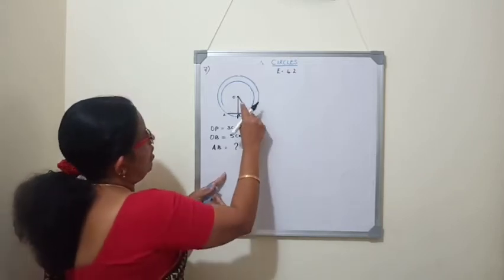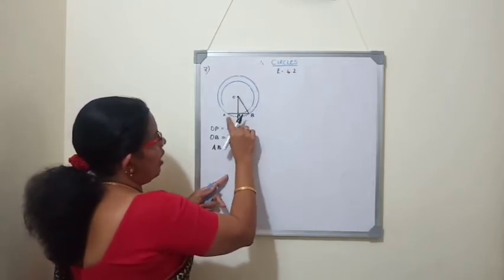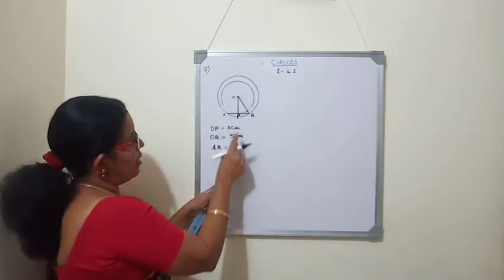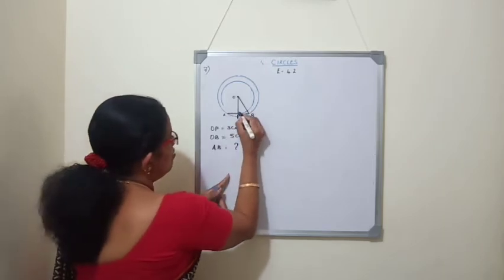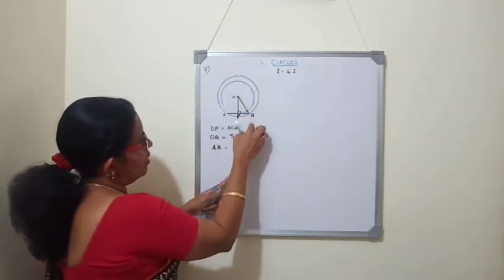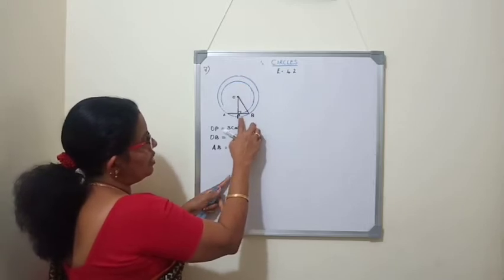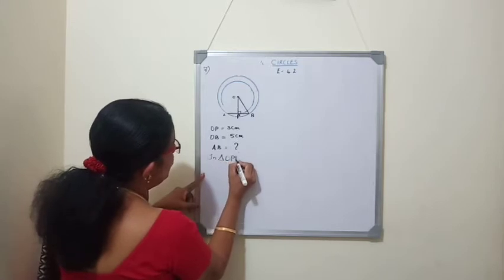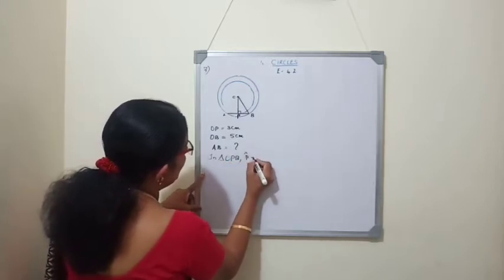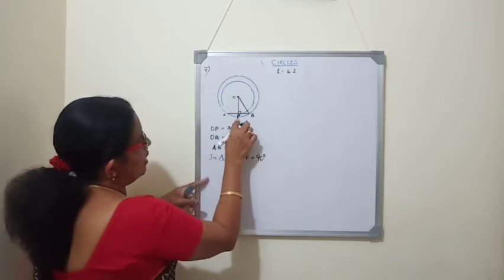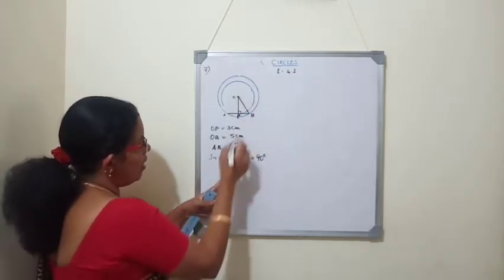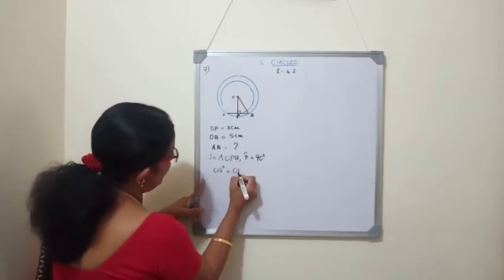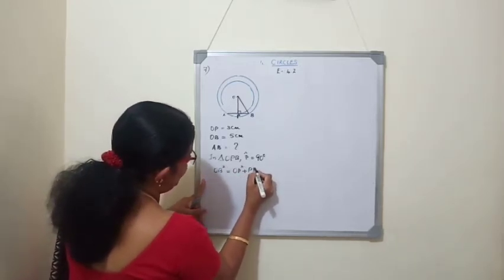So here AB is a tangent for the inner circle and P is the point of contact. We know that radius and tangent are perpendicular. So here we will apply Pythagoras theorem and we will find out first PB. So in triangle OPB, angle P is equal to 90 degree. So angle P is 90, which is hypotenuse? OB is the hypotenuse. So OB square is equal to OP square plus PB square.